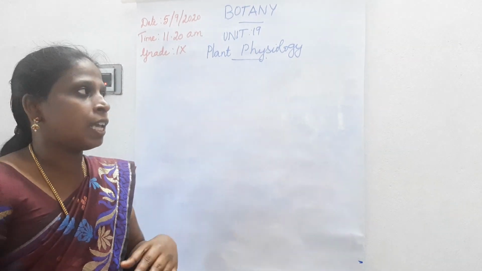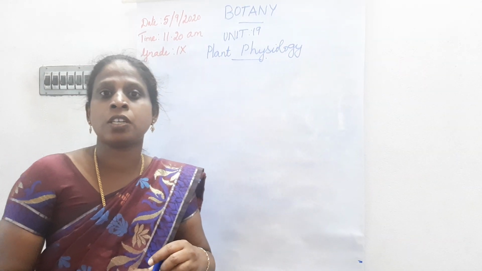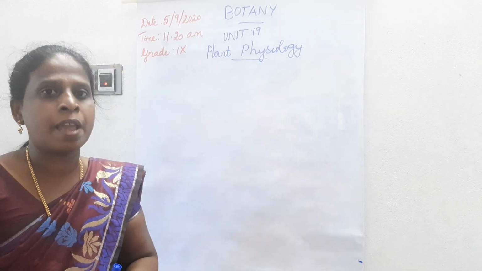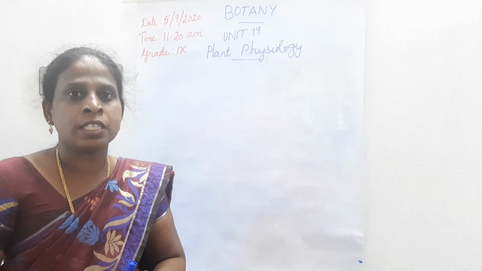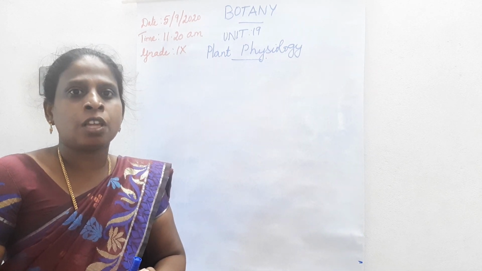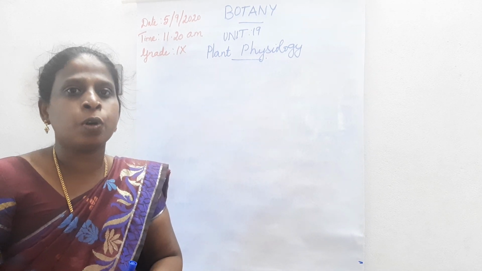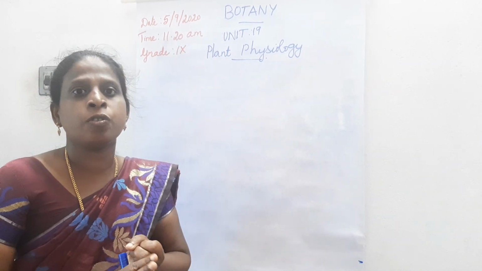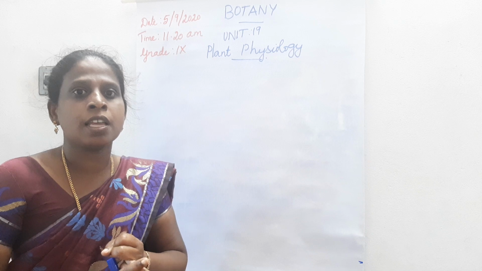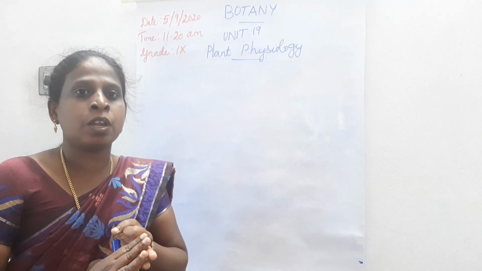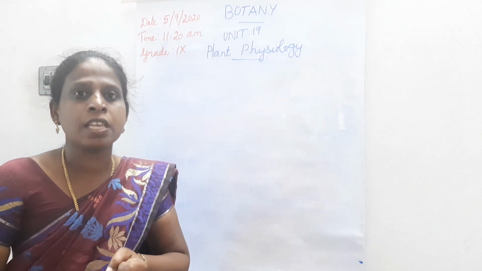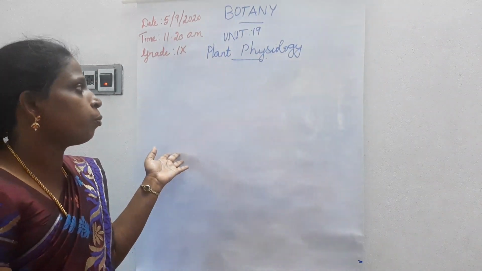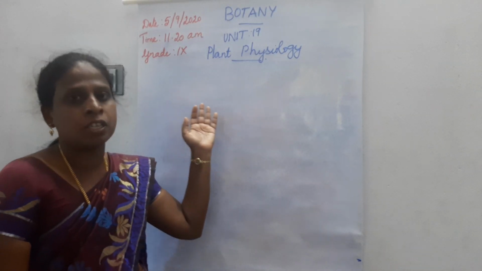And the types of nastic movement you have learned. Based on the stimulus, nastic movement can be classified into 3 types. They are photonasty, thermonasty and thigmonasty. Photonasty means the stimulus is light, thigmonasty means the stimulus is touch, and thermonasty means the stimulus is temperature. And the differences between trophic movement and nastic movement you have learned in the last classes.